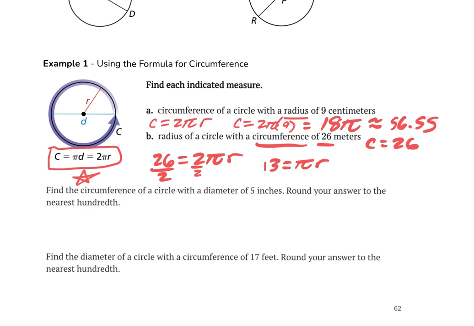And remember, pi is not a variable. Pi is a number, okay? But we write it as a symbol. And so now I could divide by pi. So once again, you could use that pi button in your calculator. You could take 13, you could divide it by pi. And I think if I did it right, I'd get about 4.14.